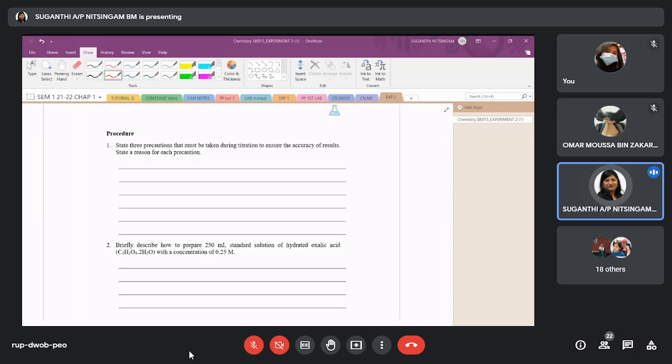Okay, now reading how to answer, how to prepare 250 ml of standard solution. Okay, it's the same as the oxalic one, but this time we want to prepare 250 ml of 0.25 molar. So what must you do first? Omar, please call somebody.